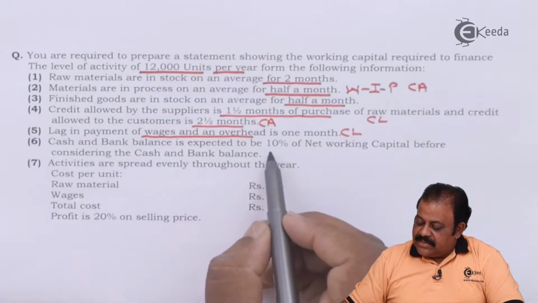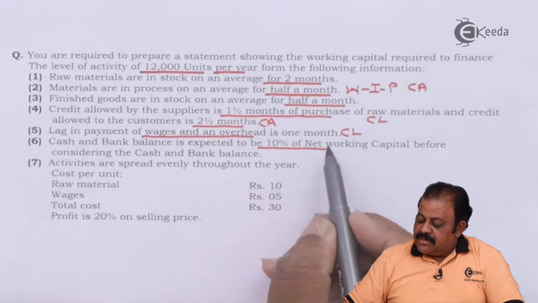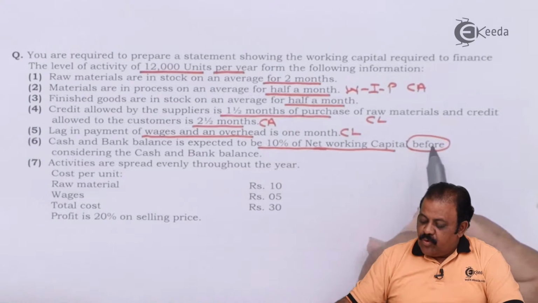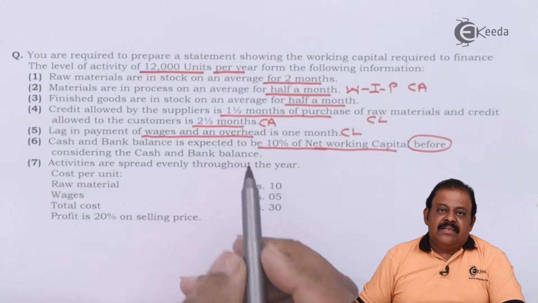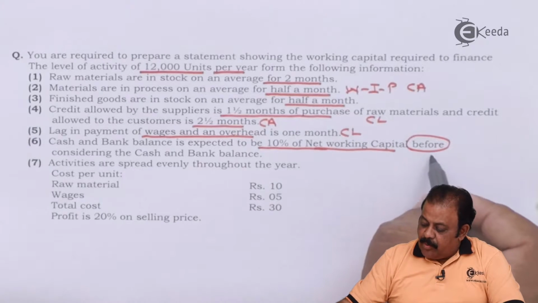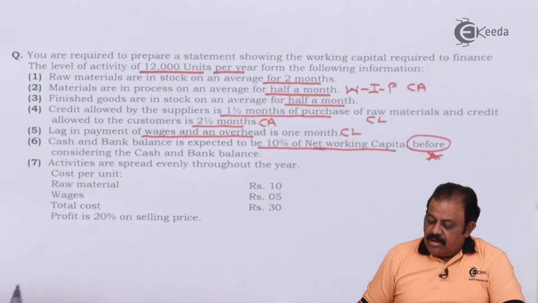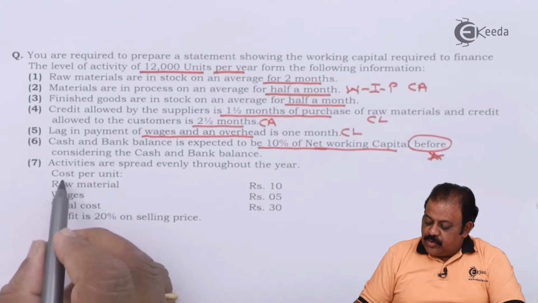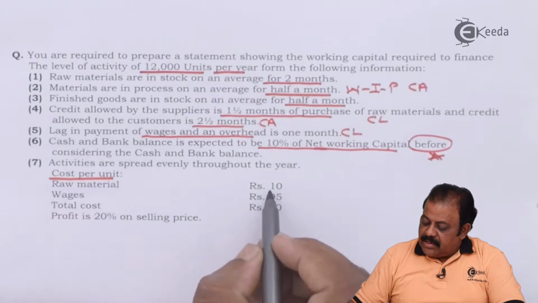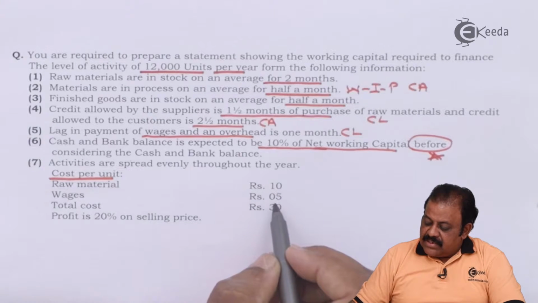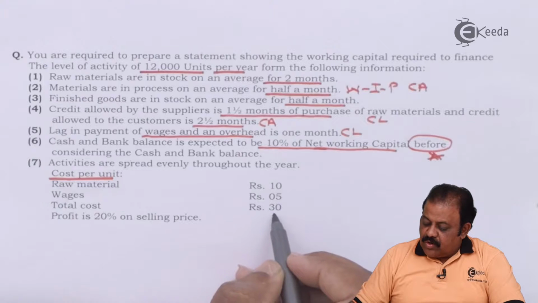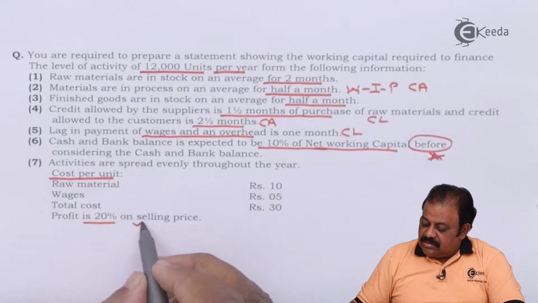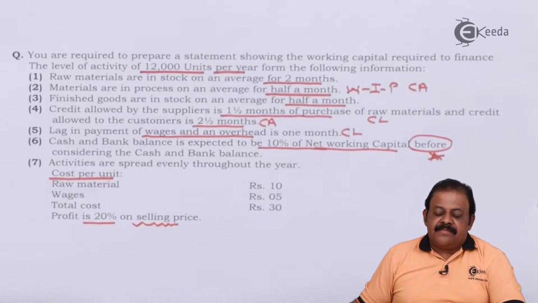Cash and bank balance is expected to be 10% of net working capital before considering the cash bank balance. Here this word is important, before. Activities are spread evenly throughout the year. Cost per unit: raw material 10 rupees, wages 5 rupees, total cost 30 rupees. Profit is 20% on sale price.